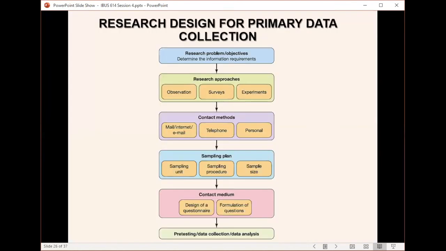So we can see that in primary data collection, your research design begins with your research problem or your research objectives. Based on the nature of your research problem and objectives, you will decide the approach that you want to use, whether observation, surveys, or experiments. Based on the approach that you choose, your contact methods will be determined, whether email, the mail, which people no longer use, the internet, telephones, or face-to-face. Again, the contact method that you choose will influence your sampling plan, including your sampling unit, your sampling procedure, as well as your sample size.